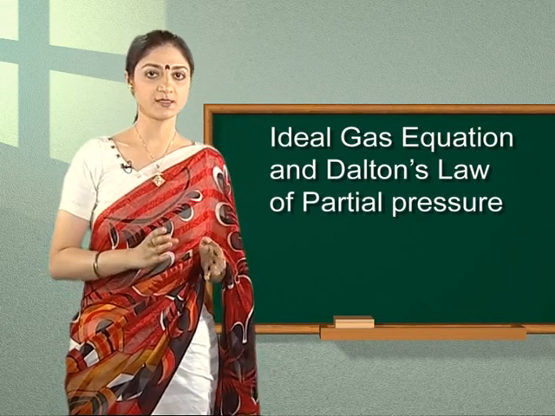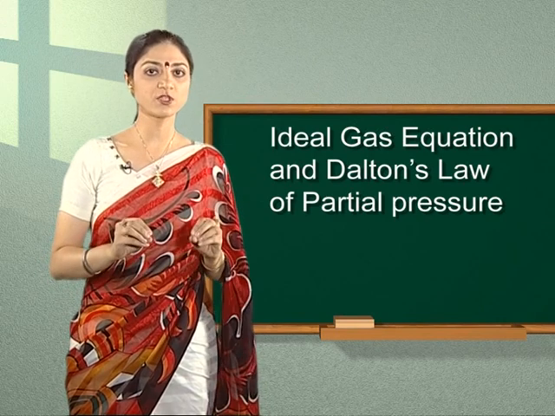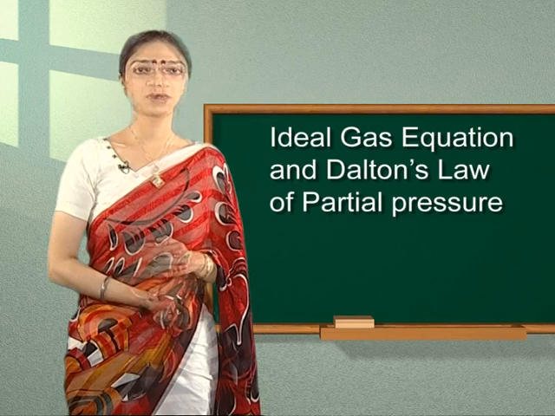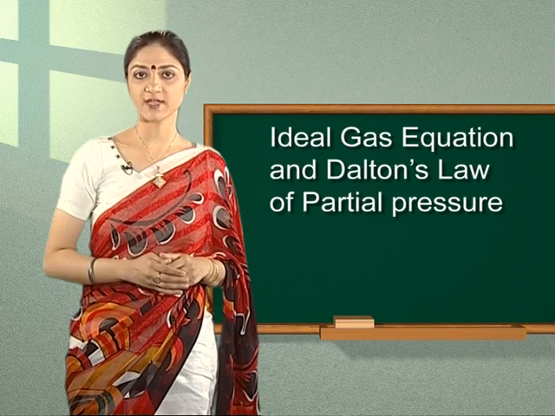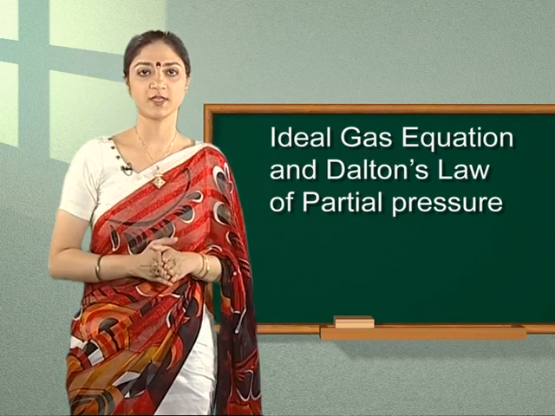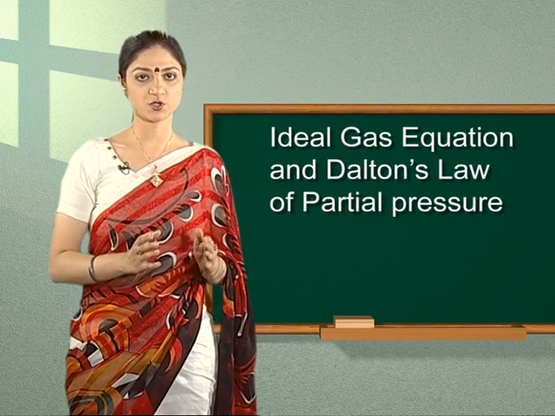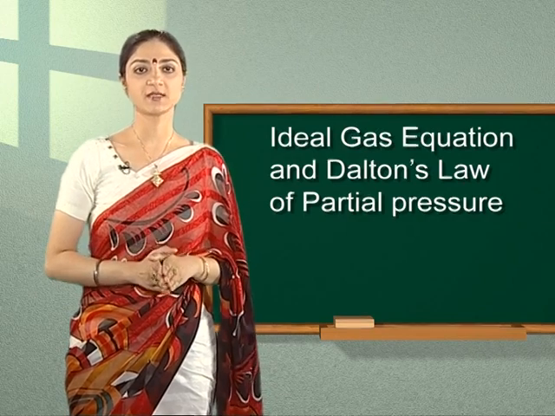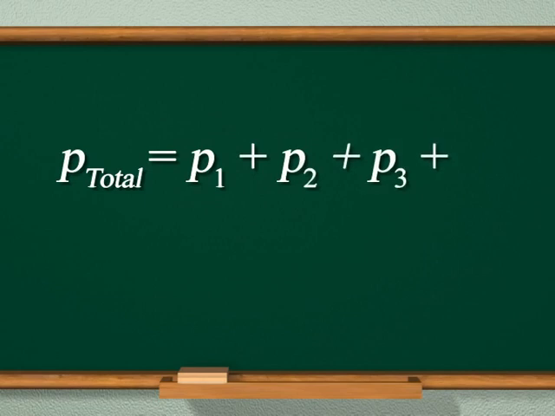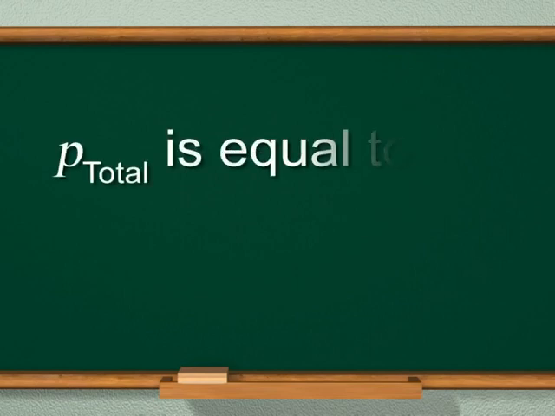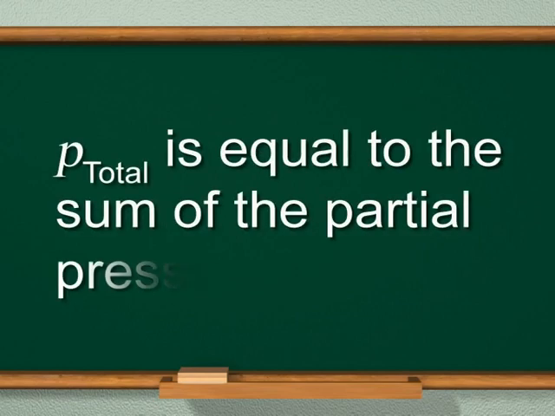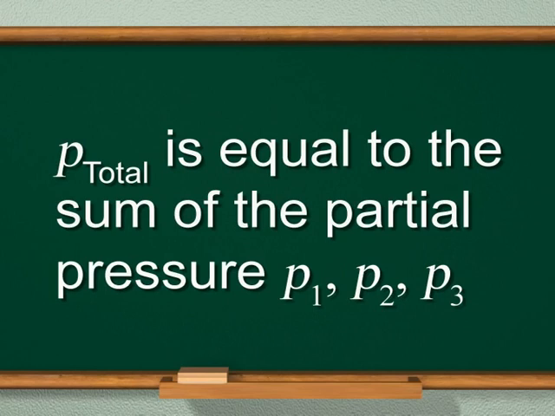In a mixture of gases, the pressure exerted by the individual gas is called partial pressure. Let P1, P2 and P3 and so on be the partial pressures of gases 1, 2, 3 respectively. Then total pressure P total can mathematically be written as P total equal to P1 plus P2 plus P3 and so on, at constant temperature and volume. P total is equal to the sum of the partial pressures P1, P2, P3, etc.